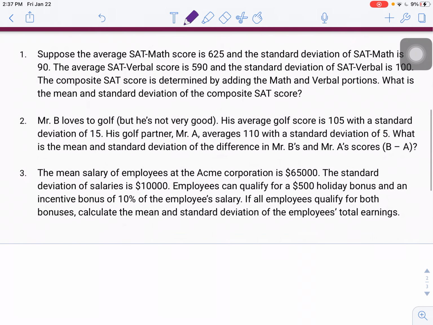All right, so let's start with number one. Suppose the average SAT math score is 625 and the standard deviation of SAT math is 90. The average SAT verbal score is 590 and the standard deviation of SAT verbal is 100. The composite SAT score is determined by adding the math and verbal portions. What is the mean and standard deviation of the composite SAT score?